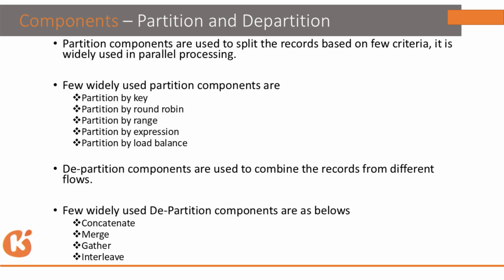Next is the departition component, which is like vice versa. With partition components, we convert the single serial file into a multifile, but with departition components, we convert the multifile into a serial file. There are four departition components available in Ab Initio: concatenate, merge, gather, and interleave. So this is partition and departition, and using these components we can achieve data parallelism.